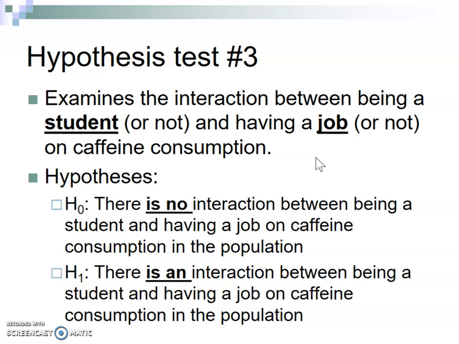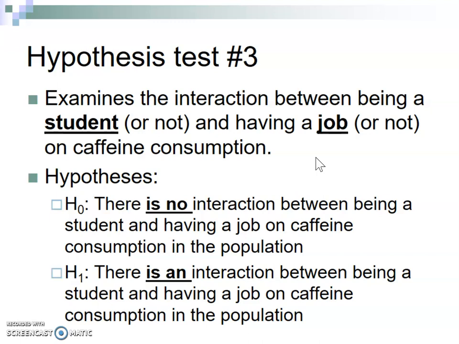But in this third hypothesis test, again, what we're examining overall is the interaction between our 2 factors. So in this example, we were looking at the 2 factors of being a student or not and having a job or not. And we were looking at how they were related to caffeine consumption. So the interaction looks at the combined effect of both of those factors.